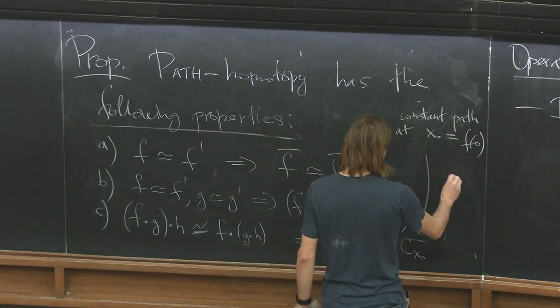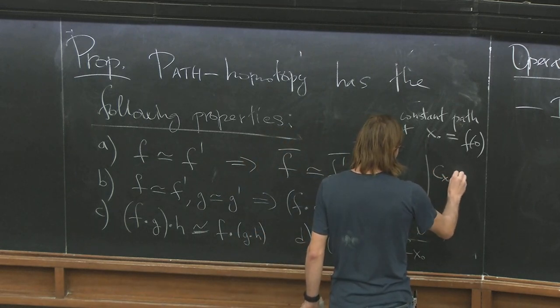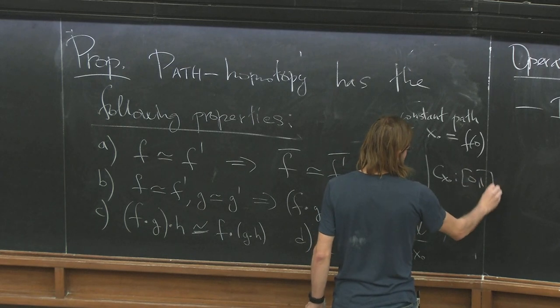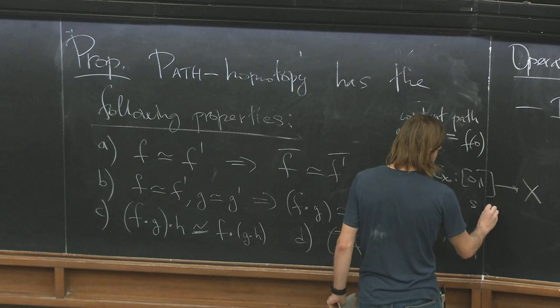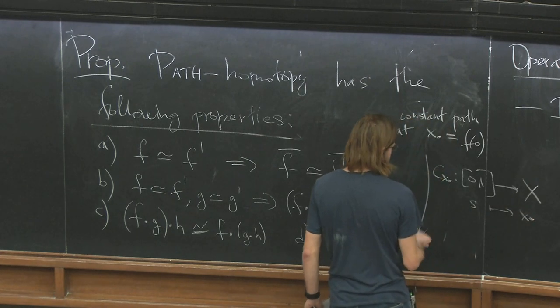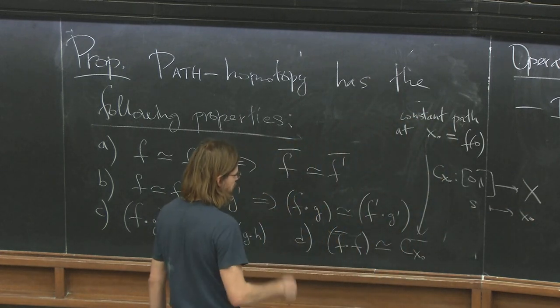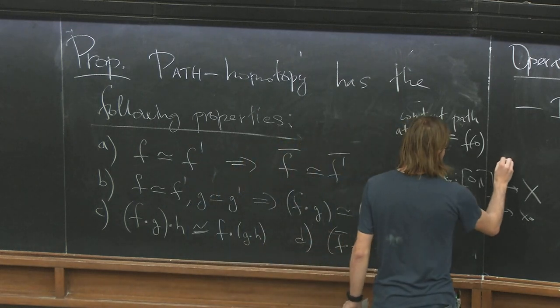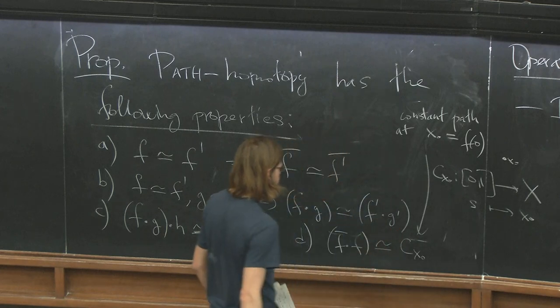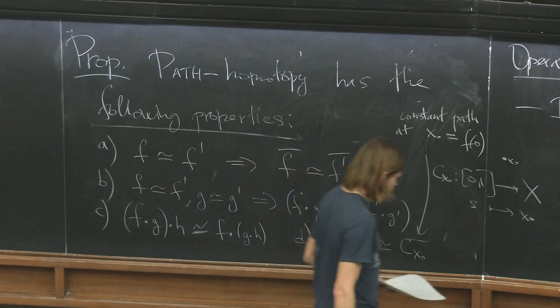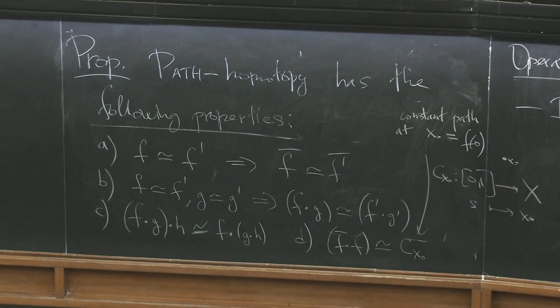So this means, as a map from an interval to X, for any s it sends to x0. So it's just a constant for the fixed point x0. It's a path which stays at a single point x0. It doesn't move anywhere. So now we will have to prove this.